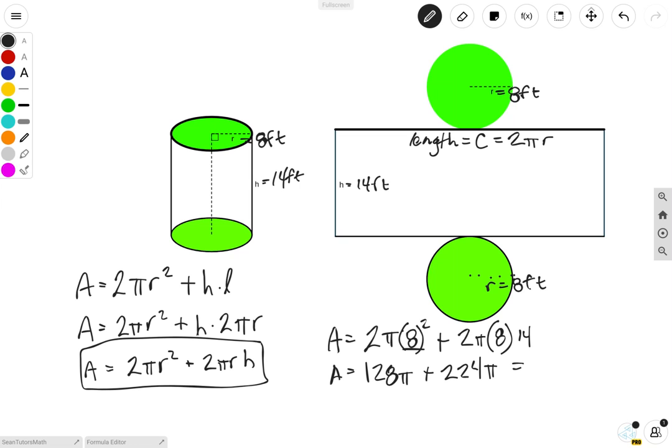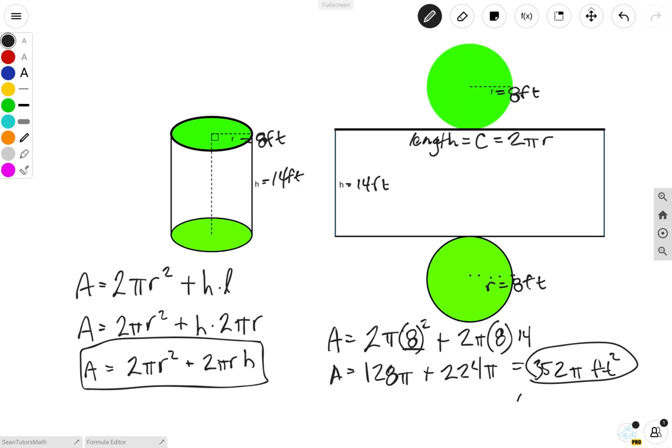And let's go ahead and combine those. 128 plus 224 is 352 pi. And these are feet squared, because we're finding area, a second degree measurement. So we're squared there. There's our answer.